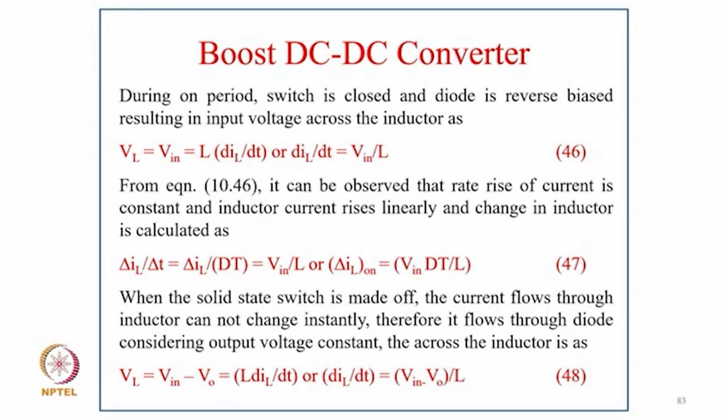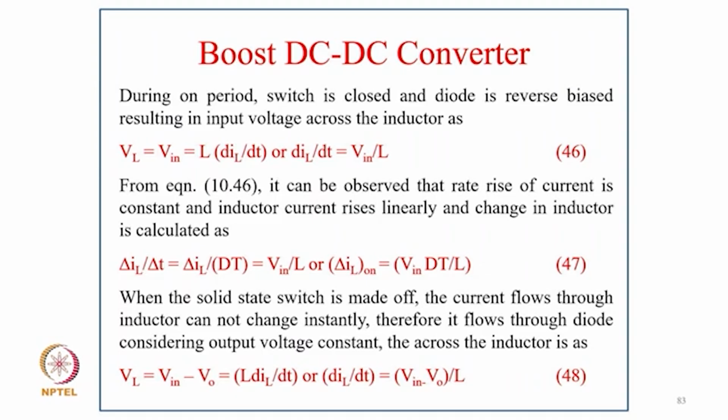Now coming to the on period, the switch is closed and the diode is reverse biased, resulting in the input voltage across the inductor: VL equals Vin equals L dIL upon dt, or dIL upon dt equals Vin divided by L. From this equation, it can be observed that the rate of rise of the current is constant and the inductor current rises linearly. The change in the inductor current is calculated as delta IL upon delta T equals Vin upon L, so delta IL on equals Vin DT upon L.